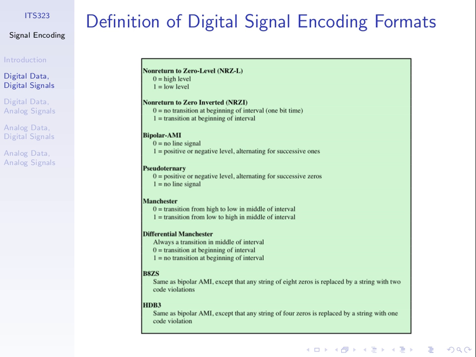The point here is that with bipolar AMI, using this signal encoding scheme, we can detect errors at the receiver. And that's good, because when we have errors, if we detect them, we can respond somehow. So an advantage of some of these schemes is the inbuilt error detection. Pseudo-ternary is almost the opposite of bipolar AMI. On bit 0, we have a positive or negative level, but we alternate on successive zeros. And at bit 1, we have 0 volts.